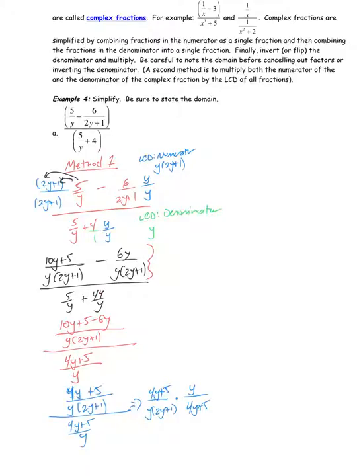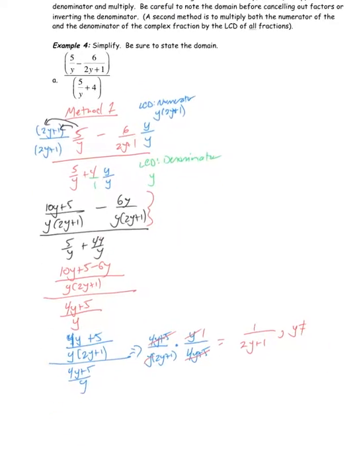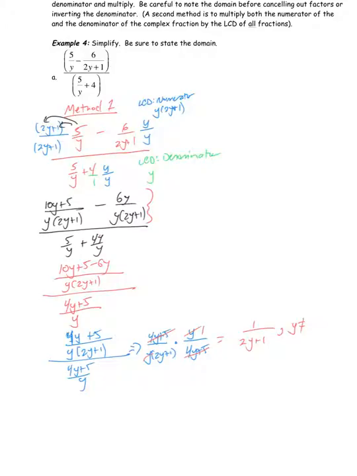And now we can simplify. We can cancel out common factors between the numerator and the denominator. So the 4y plus 5 cancels out, and the y's cancel out. That leaves us 1 over 2y plus 1. But as soon as we cancel out these factors, we need to remember to list values that make those factors 0. So in order to do that, let's find out what those values are.